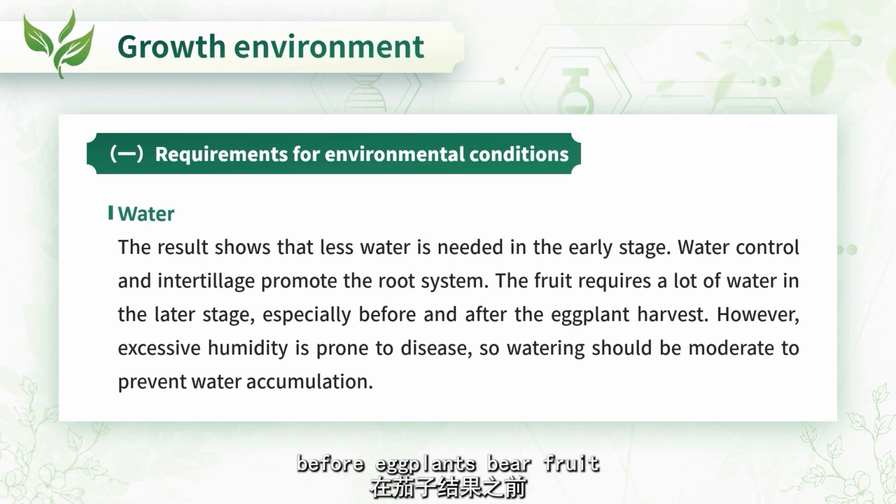Before eggplants bear fruit, the water demand is relatively low. Properly controlling water at this time, carrying out multiple cultivations, can promote root development, prevent seedling leggy growth, and facilitate flower bud differentiation and fruit setting.